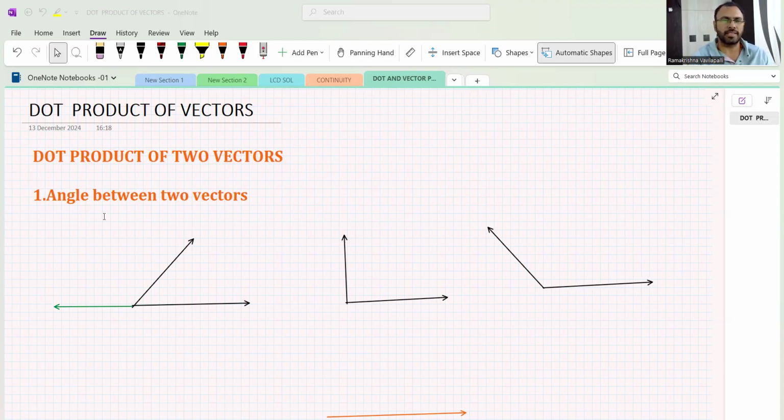So I'm going to explain briefly what is the angle between two vectors, how to define the dot product of vectors, and what are the applications of the dot product of vectors. Well, so, angle between two vectors.